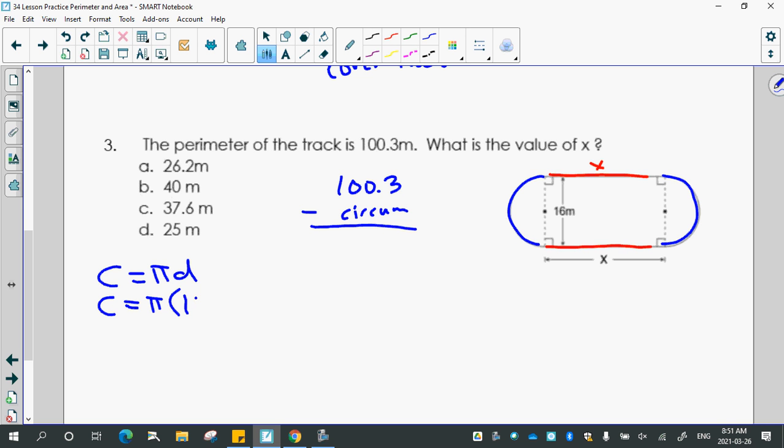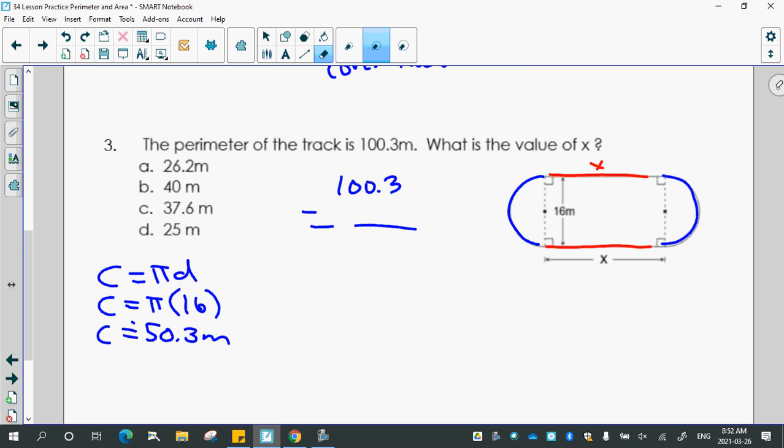16 meters. 50.3. 50.3 meters. Okay, so I'm going to subtract that off. Is that what you guys got, 50.3? I got 50.27. I got 50.2. Yeah, but if you round to 1 decimal place.